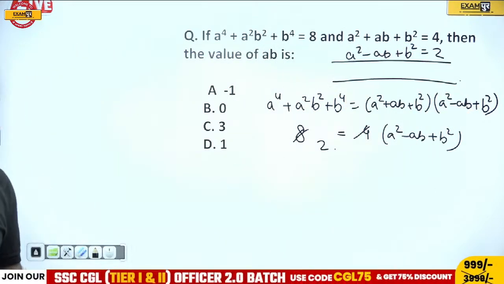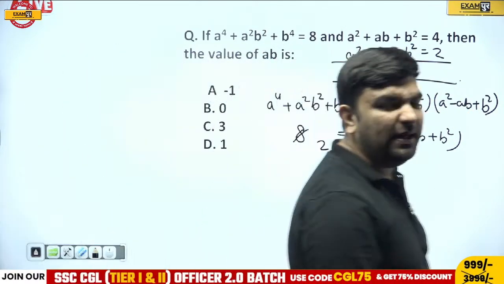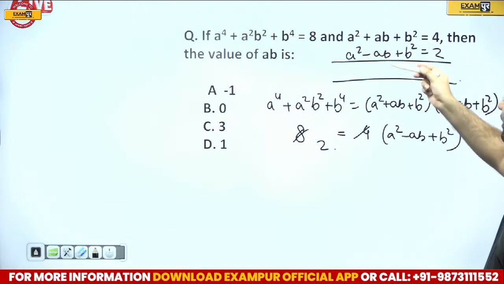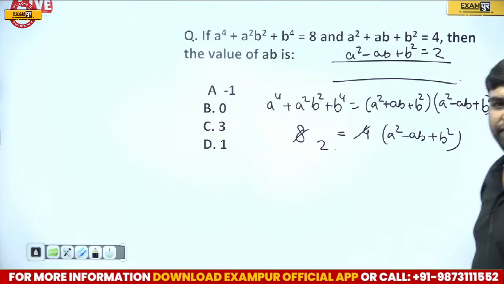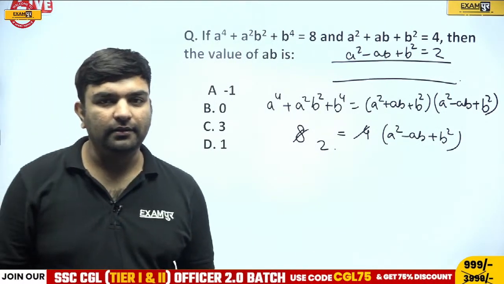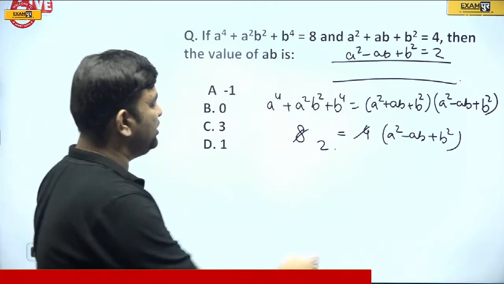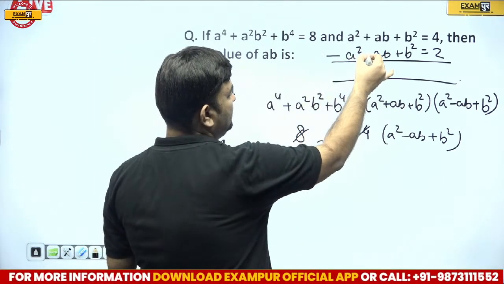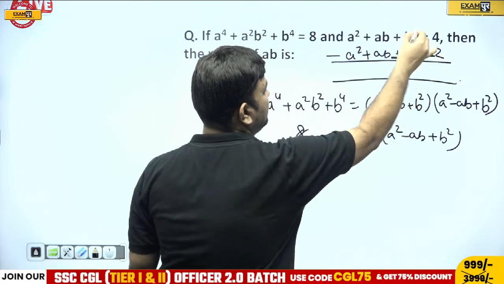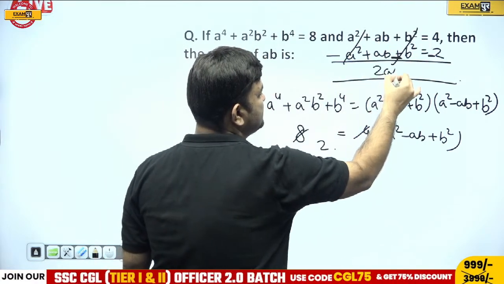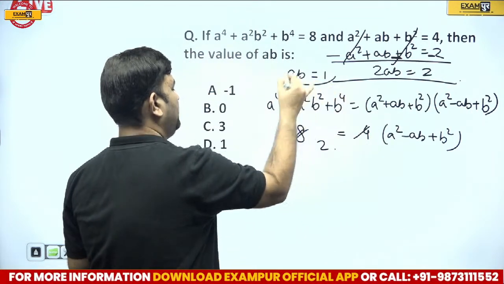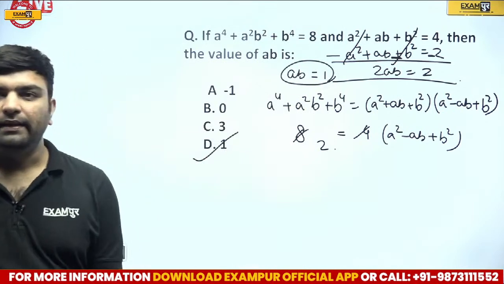To find out AB, it is damn clear that you need to subtract equation 2 from equation 1. Subtract, sign interchange, plus, sign minus, minus. Gone, gone. 2AB is 4 minus 2, 2. So AB is 1.